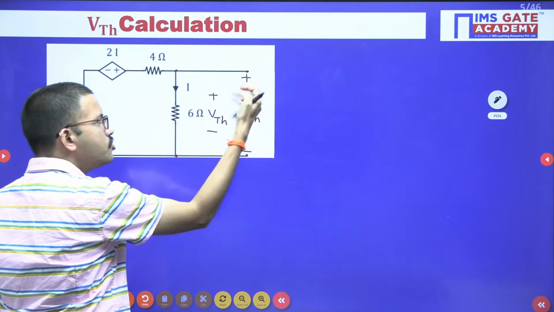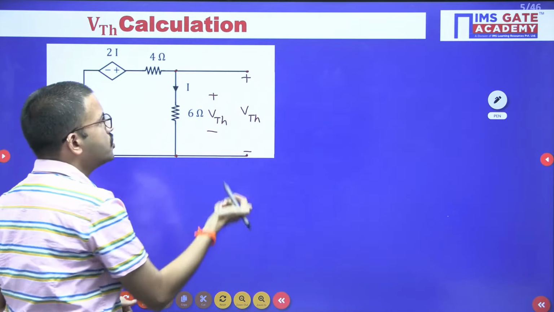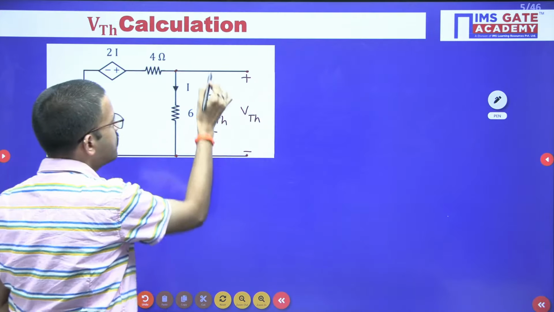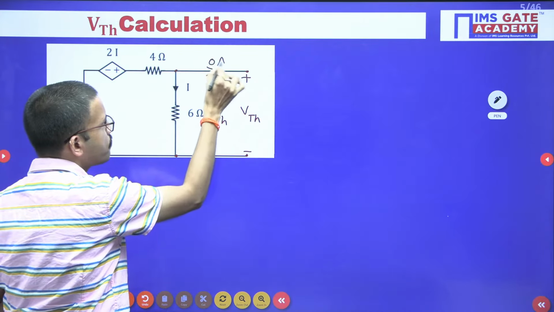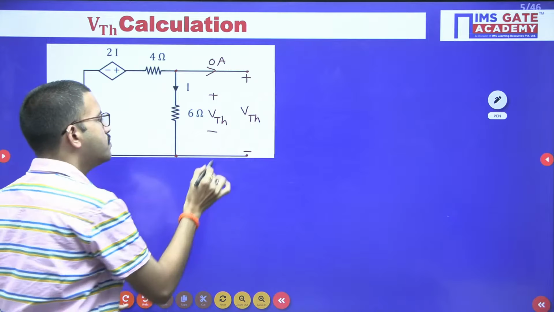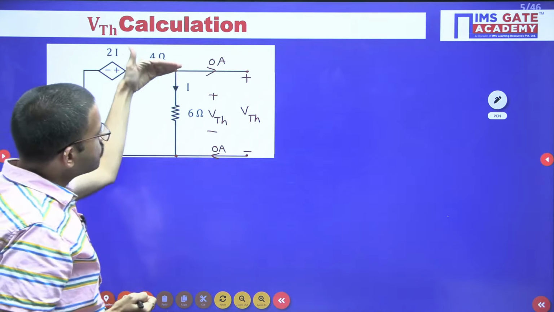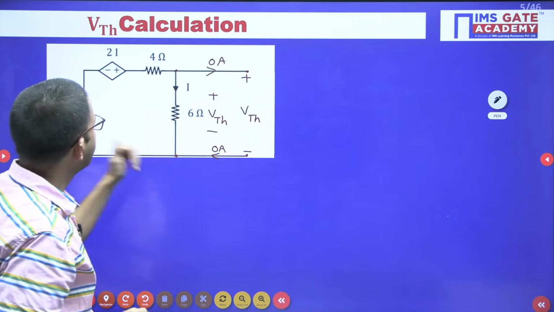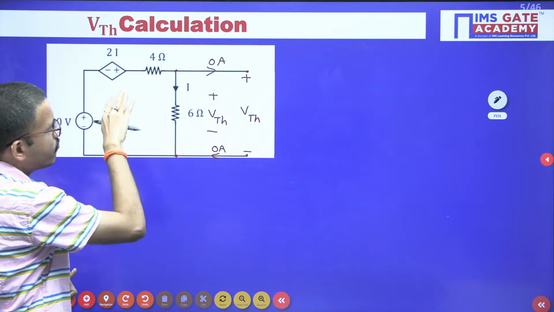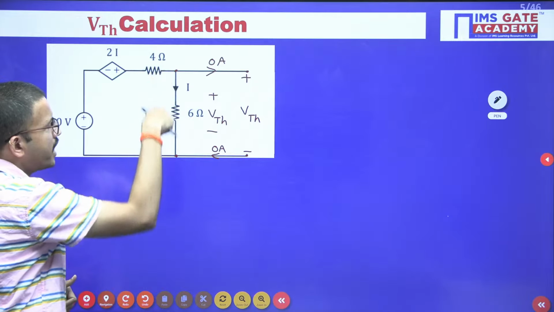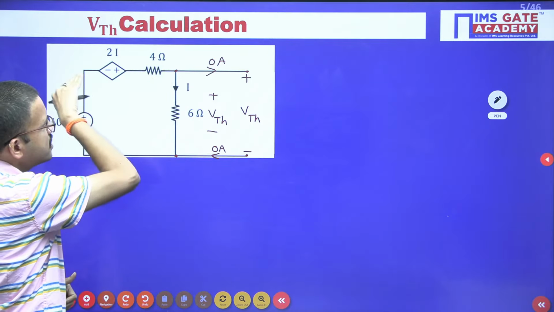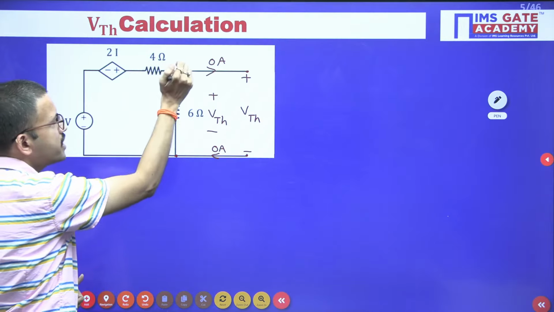Now, the moment you have removed the load resistor from the circuit, terminals become open. So that means there is no current flowing in this branch. Similarly, there is no current flowing in this branch. Right. The moment if there is no current flowing in this branch, now whatever the current flowing in this particular branch is same as the current entering to this particular node.